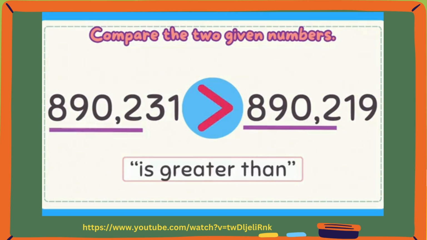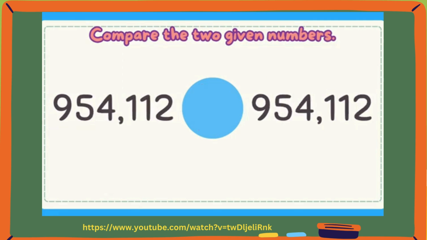Another one is greater than. Very good. Since the first 4 digits of the number are the same, we compared 3 and 1. And 3 is greater than 1. So that means the first number is greater than the second number. How about these numbers? Yes, they are the same.